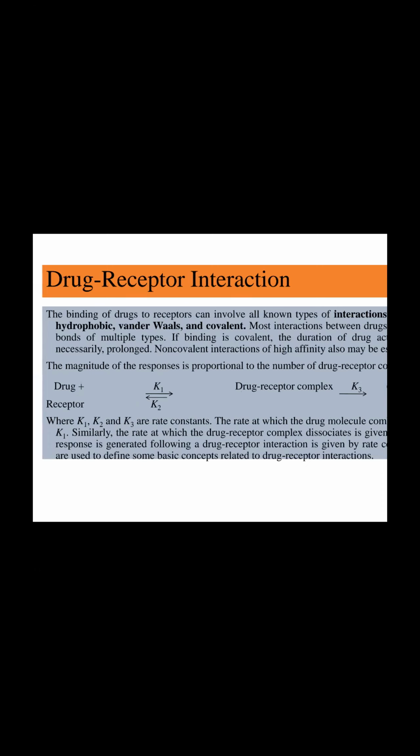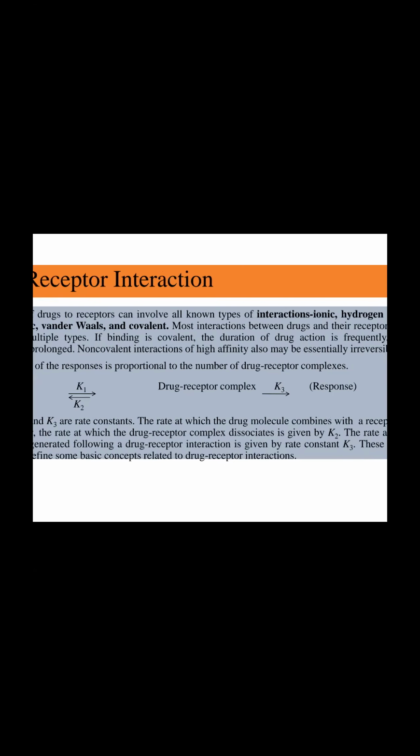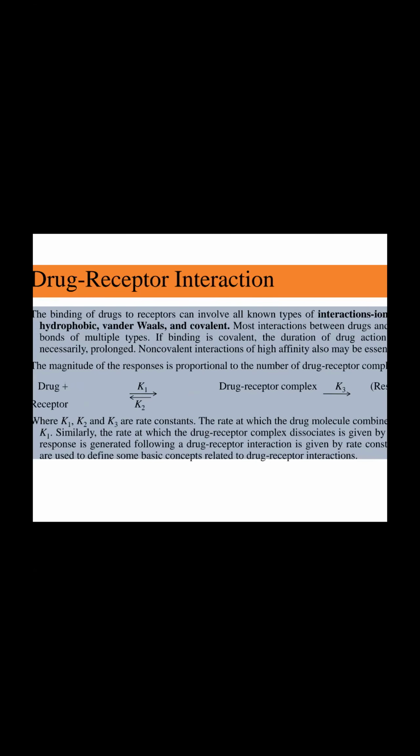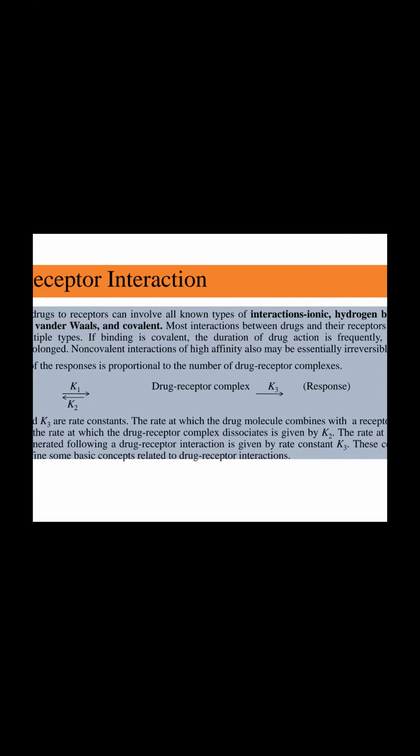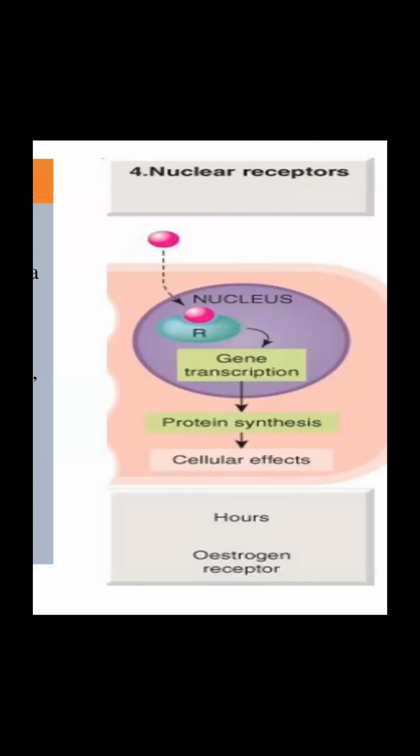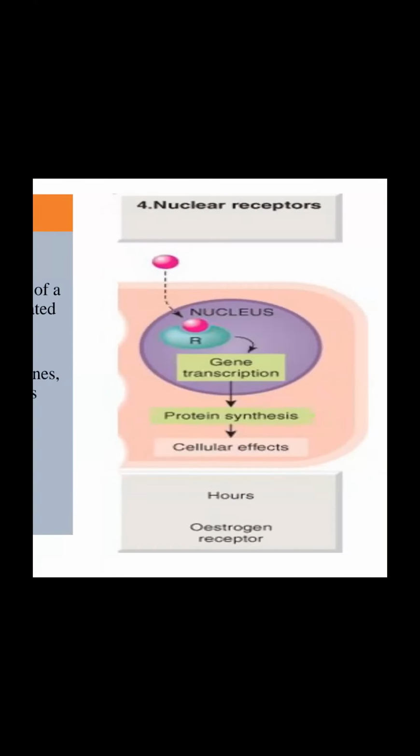The third stage is the rate at which the response is generated following the drug-receptor interaction, given by the rate K3. The response is the cellular effect. So K1 is when it came to the receptor, that is 1. Now from the receptor it is going to gene transmission, doing protein synthesis, that is 2. Once it is completed, it will give you the cellular effect, that is stage 3.